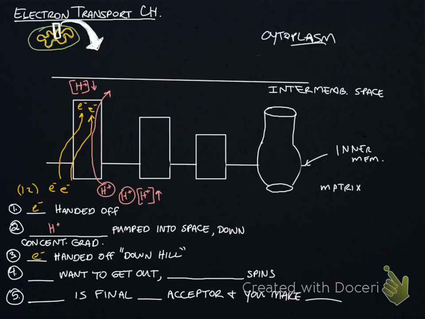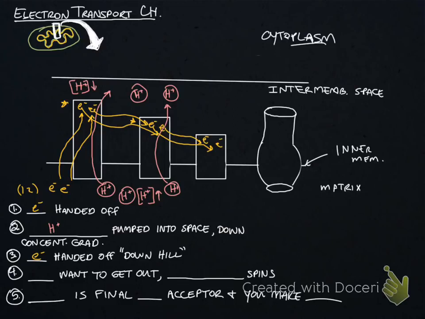So what I mean by that is that they're losing energy as they move down these proteins. So here they were higher energy than they are here. So we're losing energy. As they move down, we continue to pump in more protons into this inner membrane space. So we're collecting protons in here. And we continue to pass off electrons down these special proteins.